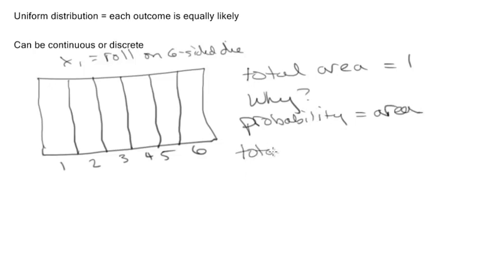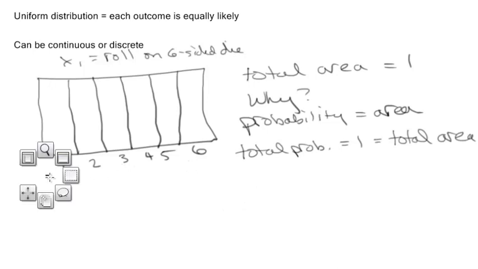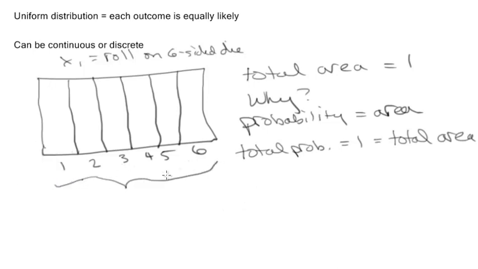And total probability, which we know equals 1, is going to logically equal total area. So that's why that area adds up to 1. So this width here is equal to 6. There are 6 bars, each one with a width of 1. And so the height here has got to be, if you're ready for this, 1/6.